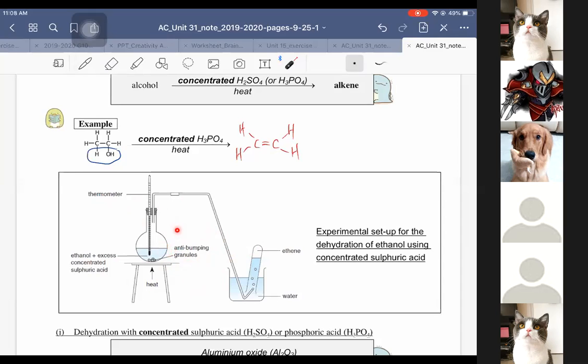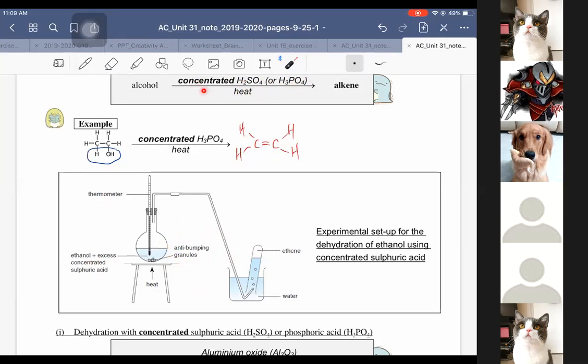But please note that phosphoric acid is a better catalyst than concentrated sulfuric acid because we have learned that concentrated sulfuric acid can be an oxidizing agent. So it might form other products than the alkene that you expected. So here, phosphoric acid is a better choice for this reaction.